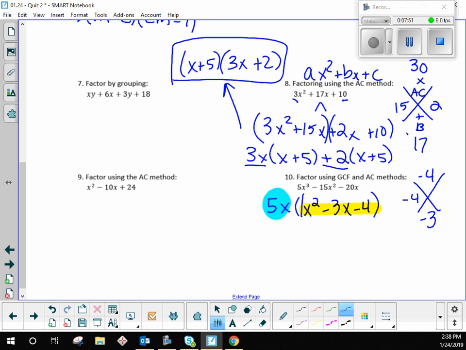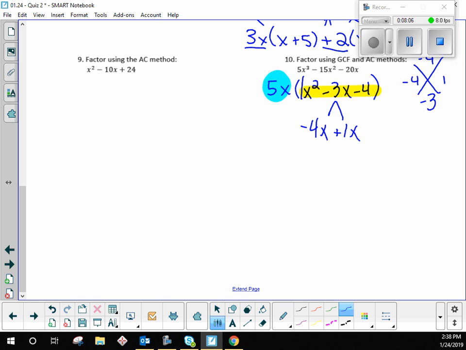Negative 4, positive 1. They multiply to that, they add to this. So I'm going to take that negative 4 and that 1 and rewrite this as negative 4x plus 1x. We still add up to negative 3x, I'm just rewriting it. It's called splitting the middle term. And we bring down that minus 4 and that x squared. And then now it's just factor by grouping.